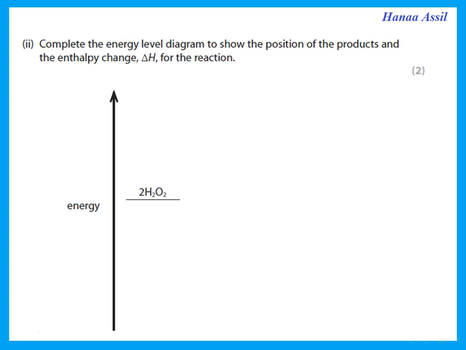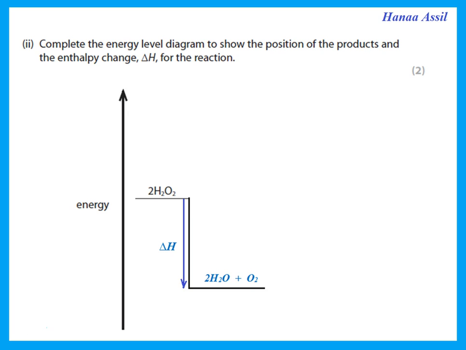So when he says complete the energy level diagram for an exothermic reaction, that means the reactants give out heat. That means the products have lower energy than the reactants. And you have to write, if it is not written, what are the reactants and what are the products. And of course, the difference in energy between reactants and products, that is what we refer to as delta H.